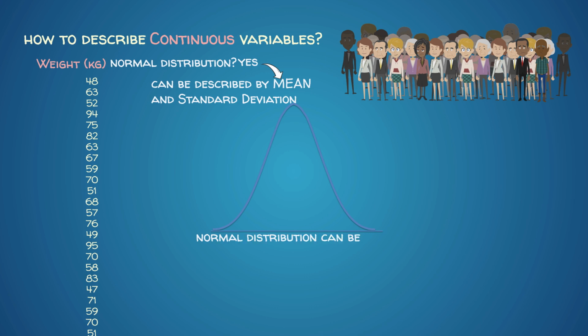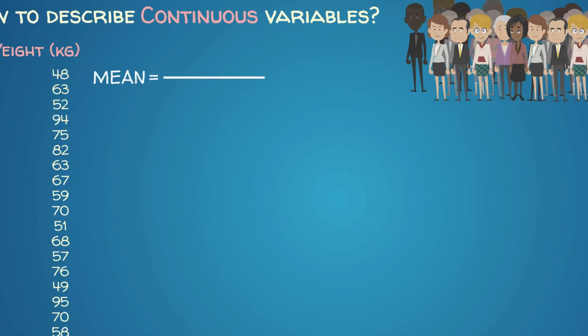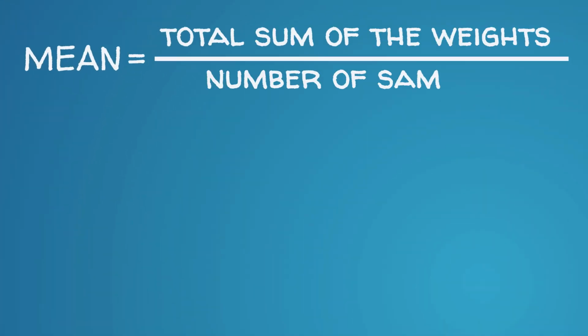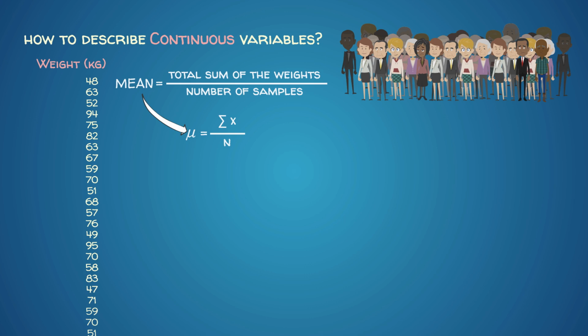Normal distribution can also be measured by statistical tests. The mean of the weights can be calculated by dividing the total sum of the weights by the number of samples, which can be written as mu equals sigma x divided by n. And in this sample, with sigma x 2220 divided by 37, the mean is equal to 60.